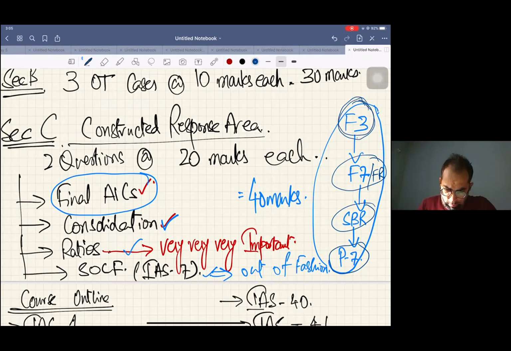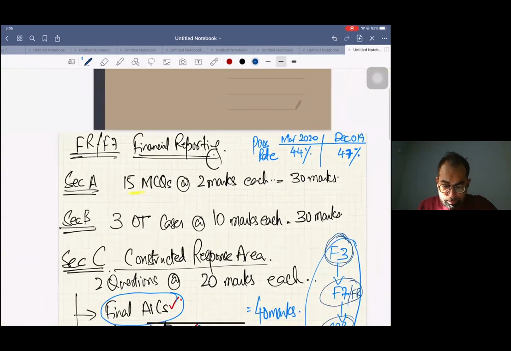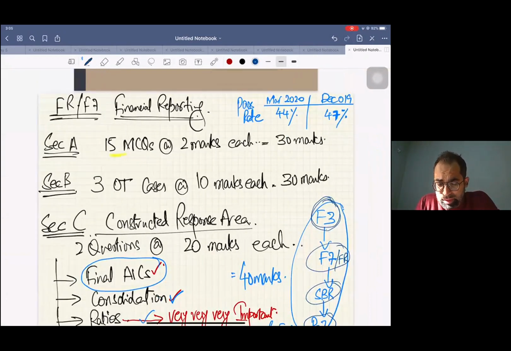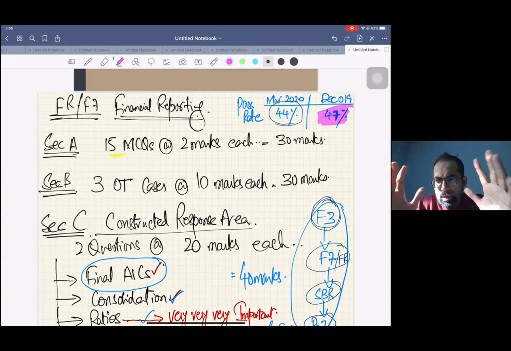Now, what's the pass rate of the F7 FR paper? I'm giving you just two passing rates, and then I'll tell you the average. March 2020, the passing rate was 44%, and for December 2019, it was 47%. Normally the FR passing rate falls between 45 to 50%, which is very good for a professional qualification like ACCA.